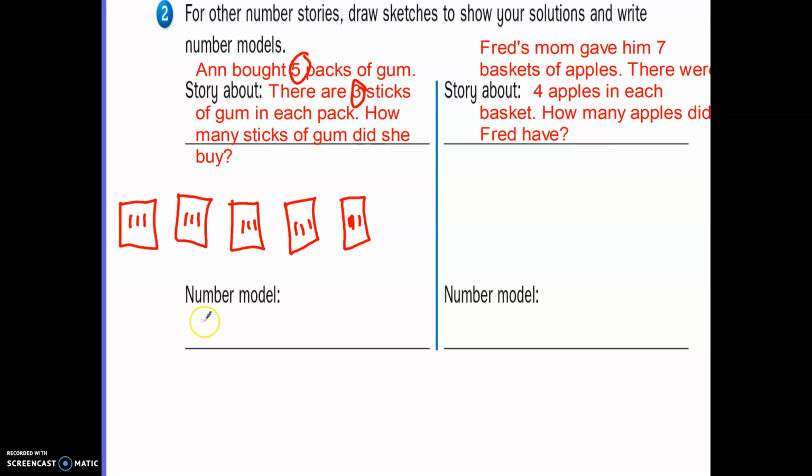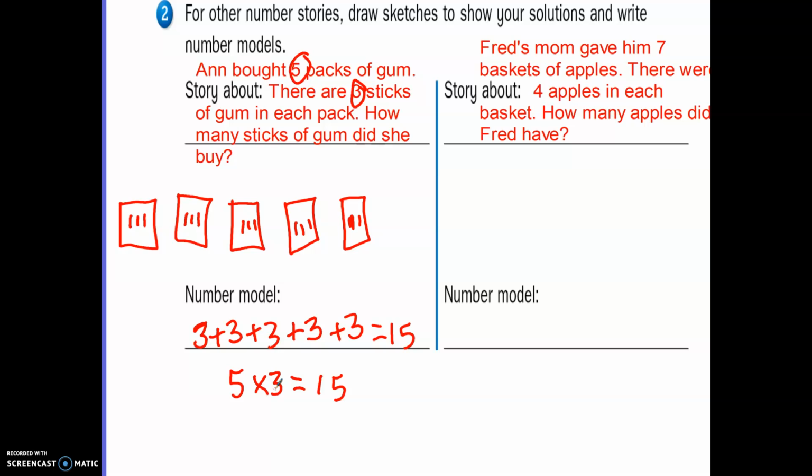My 2 different number models could be 3 plus 3 plus 3 plus 3 plus 3 equals 15. Or my multiplication number model would be 3 times, well, let me try that again. I wrote my numbers wrong. So it would be 5 times 3 equals 15. 5 groups of 3. Okay?